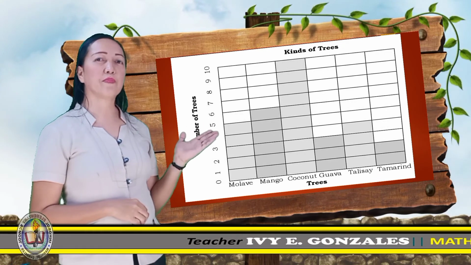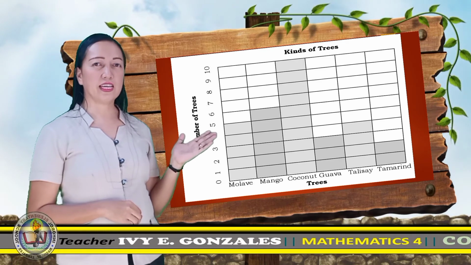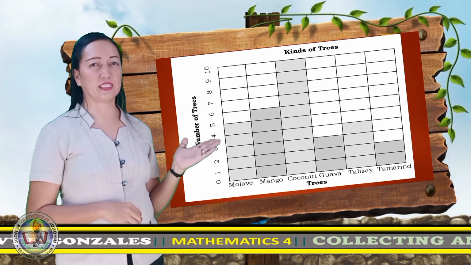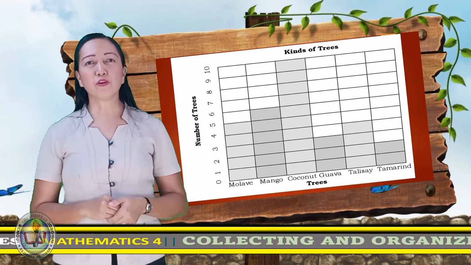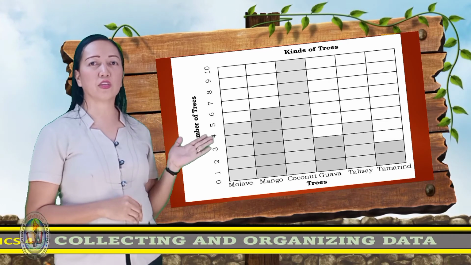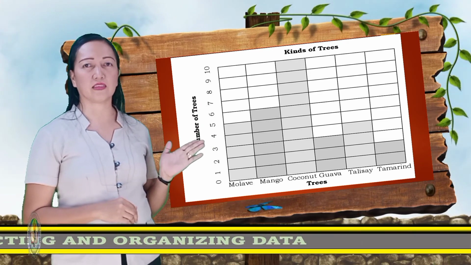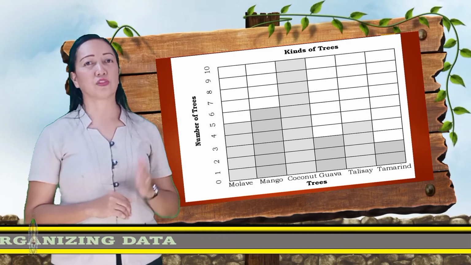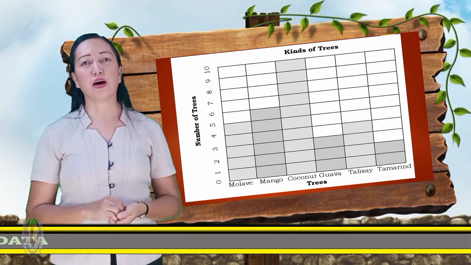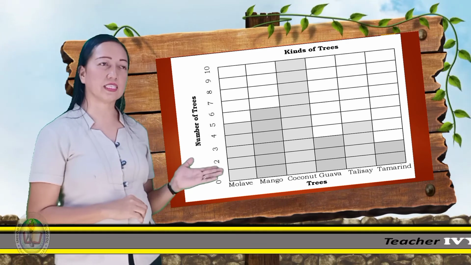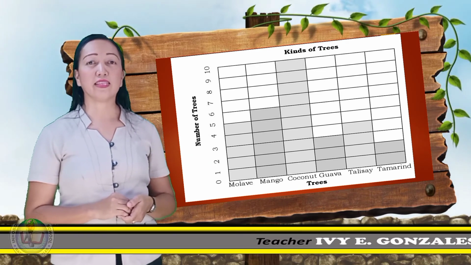What is the title of the bar graph? Yes, kinds of trees. What information is placed along the horizontal axis? Very good, trees. How about on the vertical axis? Yes, number.